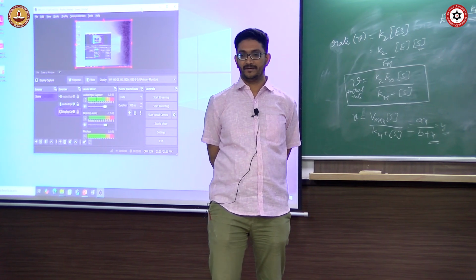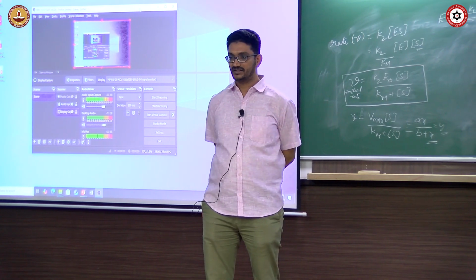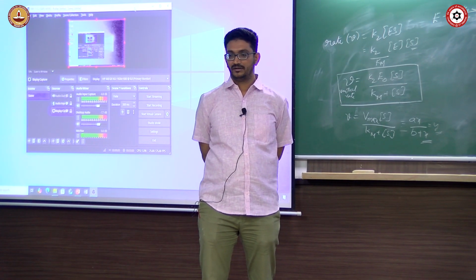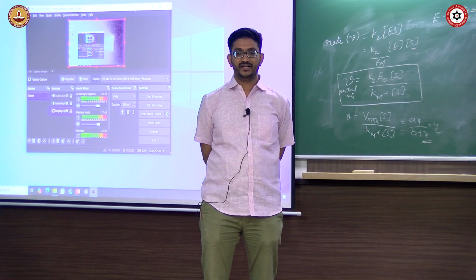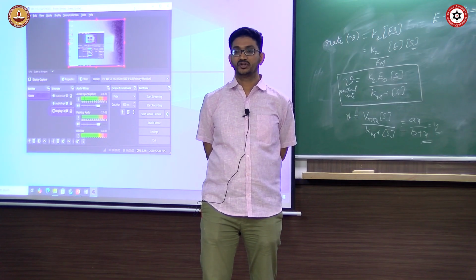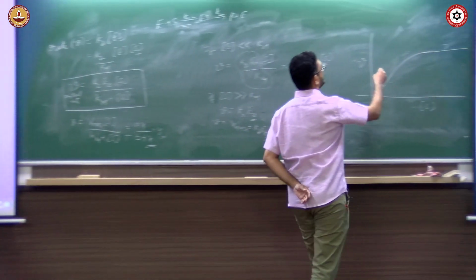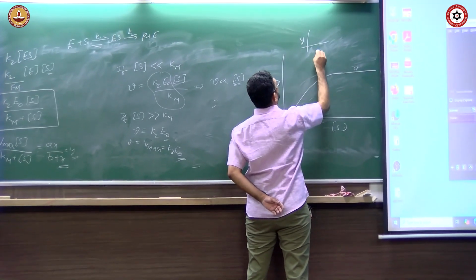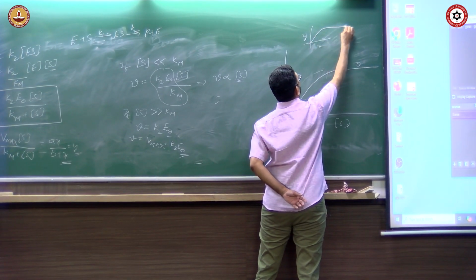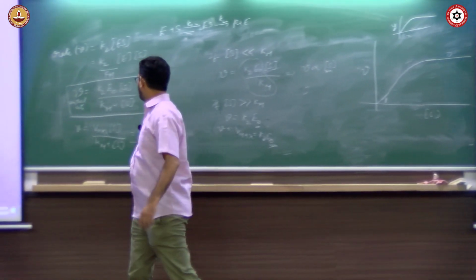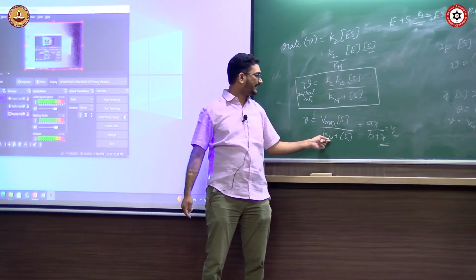y equals mx plus c is linear, but this is more complex, no? Ax by B plus x. Have you seen this expression anytime in maths? y equals Ax by B plus x. This is called a rectangular hyperbola. You all know what a hyperbola is? A rectangular hyperbola will look something like this, with y and x. So this is the mathematical expression: mu equals Vmax into S by Km plus S.